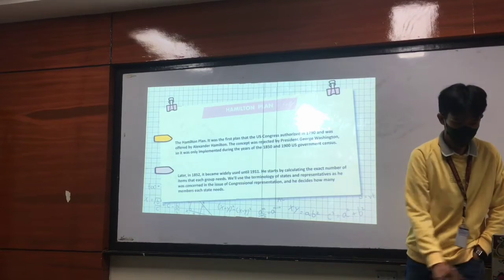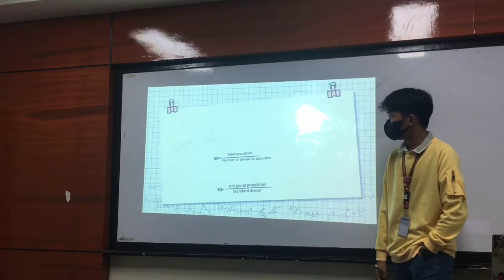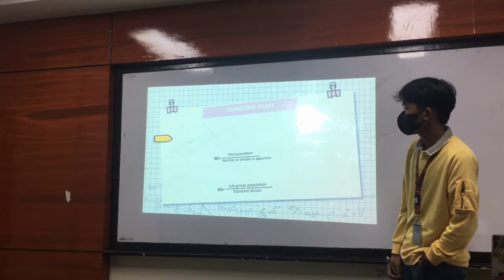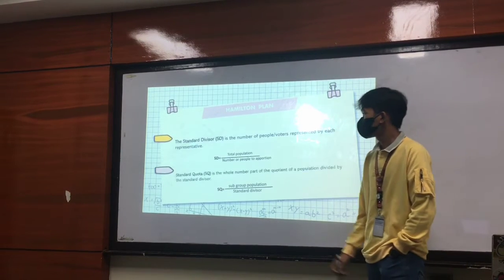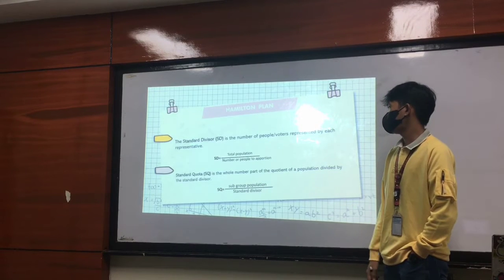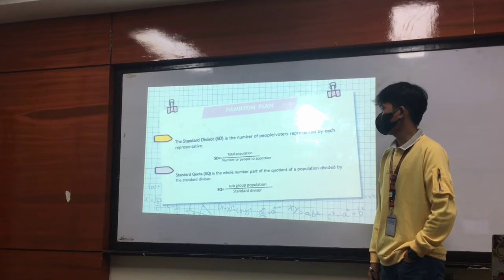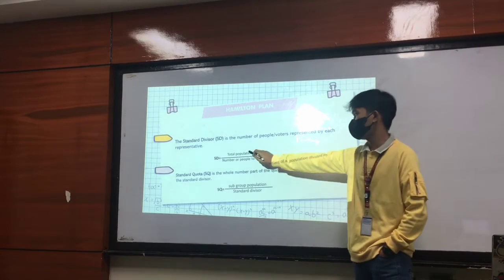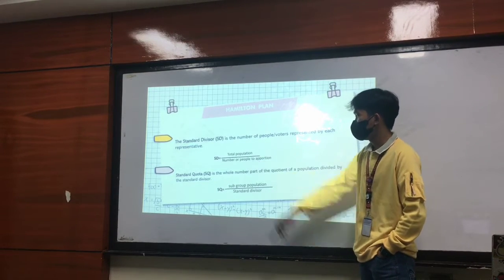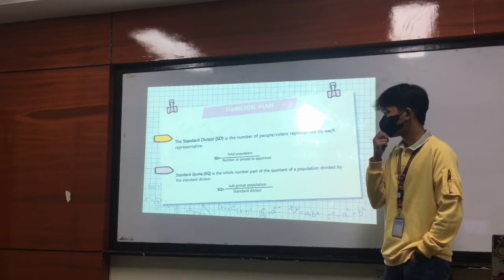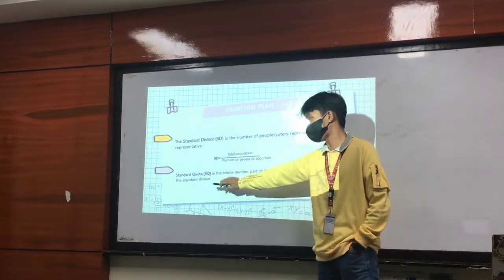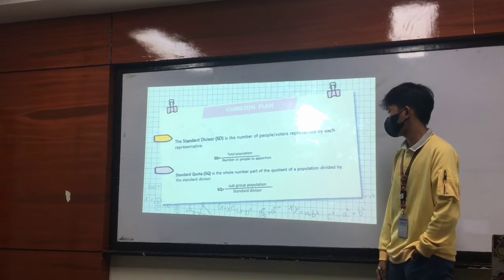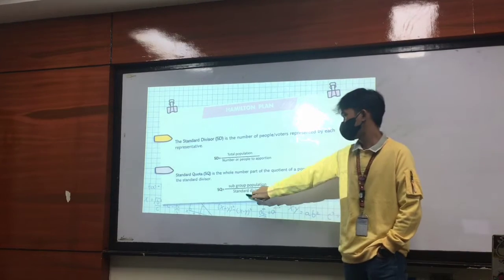So next, under Hamilton plan, we have here the standard divisor, which is the number of people, voters, represented by each representative. To calculate this, we have the total population divided by the number of seats to apportion. And we have here the standard quota, which is the whole number part of the quotient of the population divided by our standard divisor.